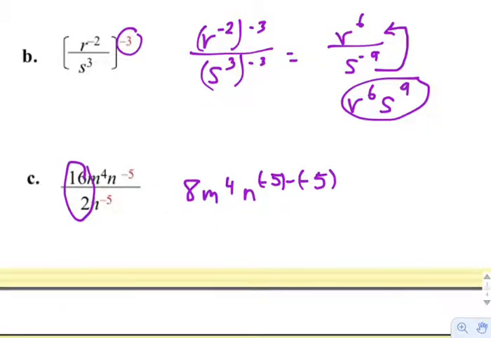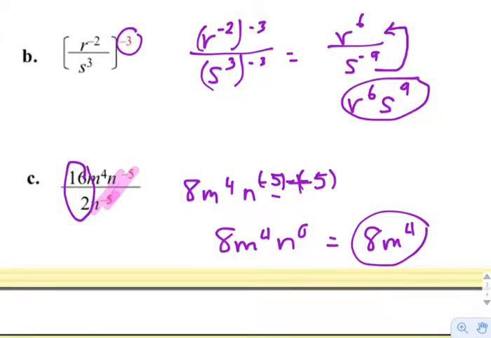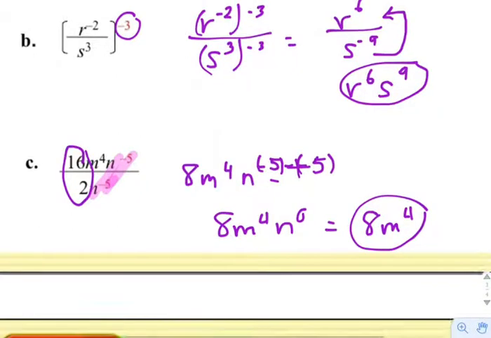So a little better English here. I have two n's, n to the negative 5 over n to the negative 5. So when I simplify that, I use the quotient rule. n to the negative 5 minus negative 5 is going to give me the new power for that. So right now I have 8m to the 4th, n, negative 5, minus a negative is actually a plus. So that's n to the 0. So I simplify down to just 8m to the 4th, because my zero power says n to the 0 power is just equal to 1. 1 times anything is itself, so I don't even have to write that down. So that example used a lot of different rules.